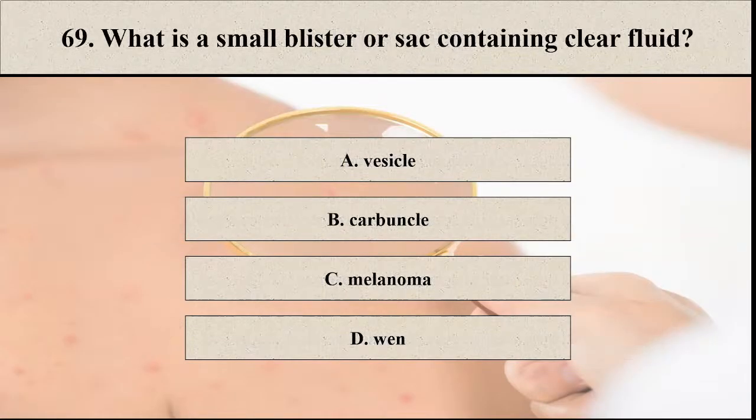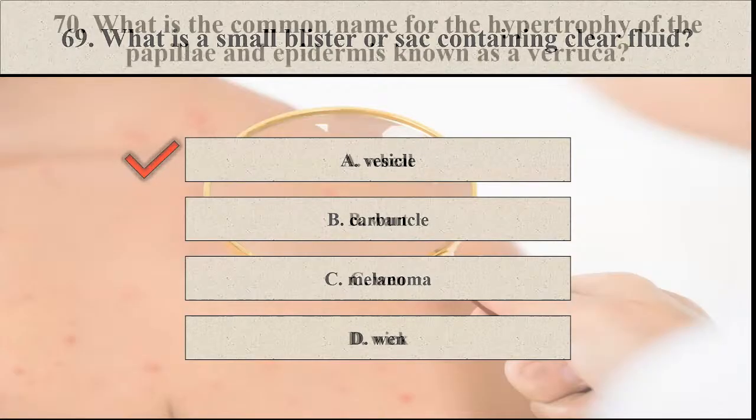What is a small blister or sac containing clear fluid? Is it vesicle, carbuncle, melanoma, wen? If you chose A, vesicle, you are correct.